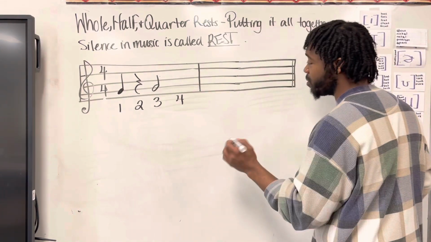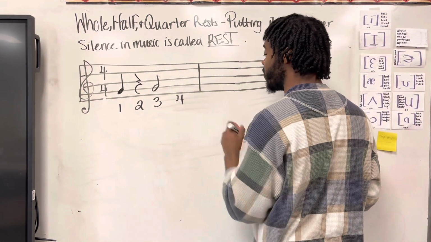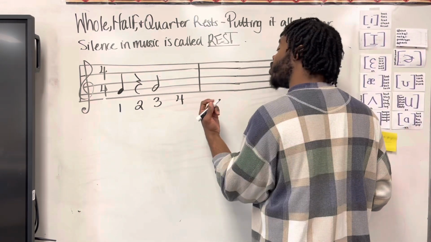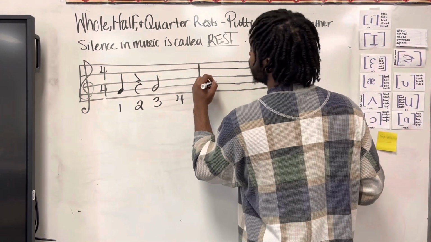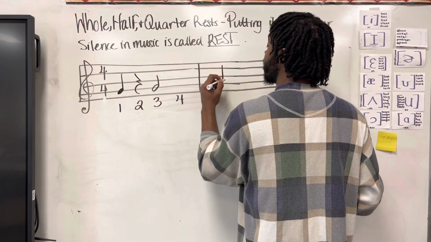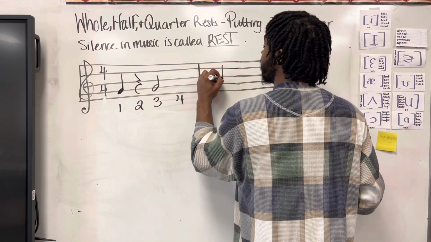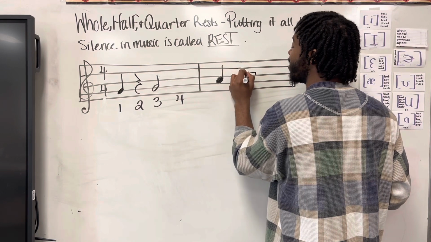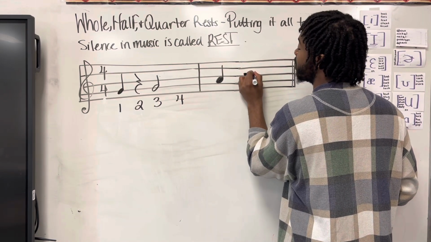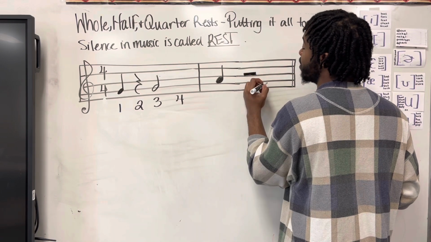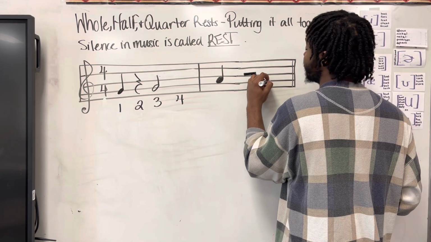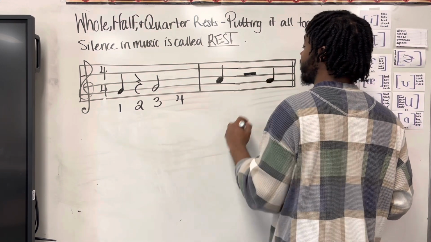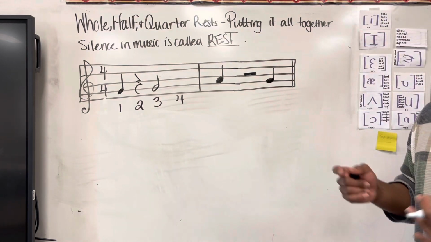So let me try another measure. Let me add another measure here, okay? We're still in 4/4 time. I haven't changed anything. We're still in the treble clef. Instead of using the note G, let's say I use A, quarter note on A, half rest, and quarter note on G, okay? And that's the end of my song. Let me count my beats, okay?